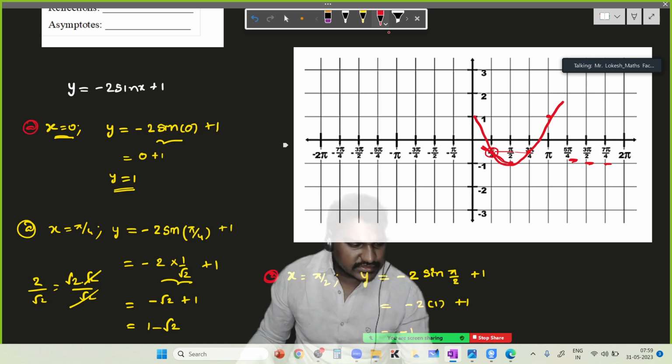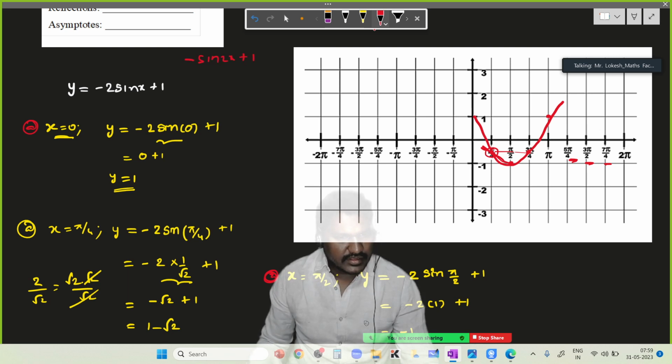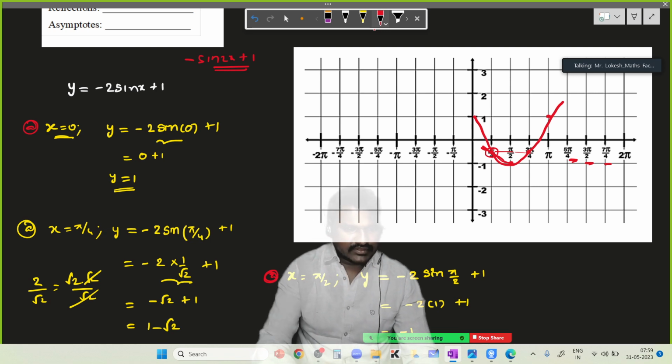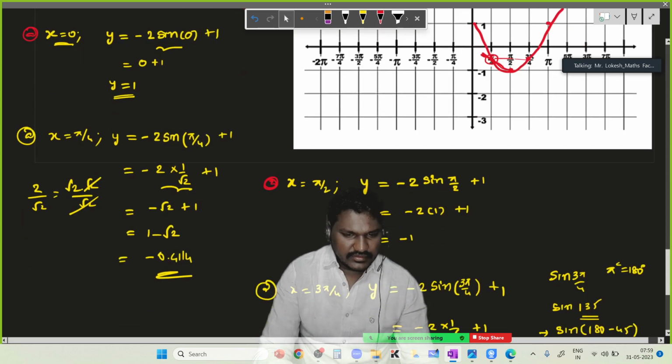See, here the question is different. Here the question is minus sine 2x plus 1. I mean it will be question number 3 in another PDF. Asking for this one. Okay, we'll do this one. Okay, no problem. We'll do this one now itself. Okay, don't worry.